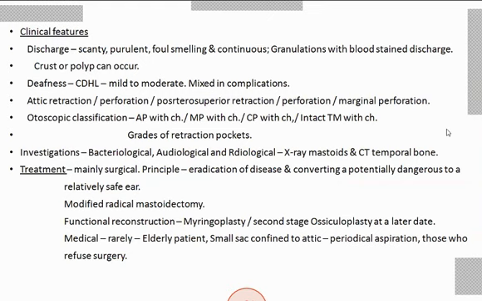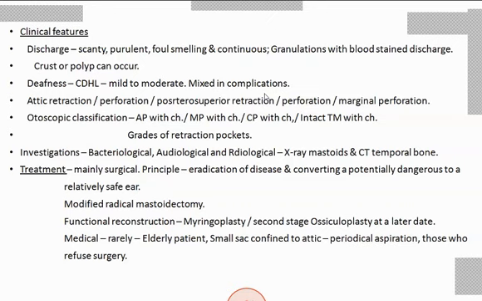Coming to the clinical features, the discharge: in tubotympanic disease the discharge is profuse, mucoid, even though the disease is less dangerous, the discharge is good. Here, the discharge is scanty, purulent, foul smelling, and continuous. Whatever medical treatment the patient takes will not have any effect on the discharge, and there may be granulations with blood stained discharge. Sometimes a aural polyp is seen. Deafness is also a conductive type of deafness, which may range from minor to moderate, and mixed deafness occurs with a sensorineural component.